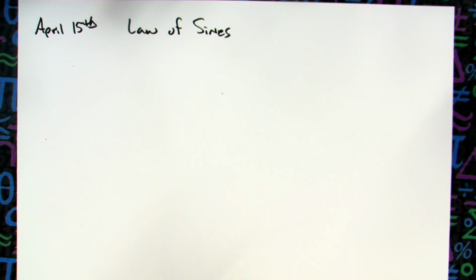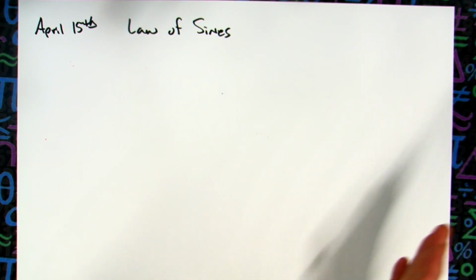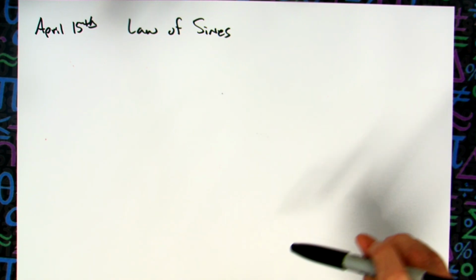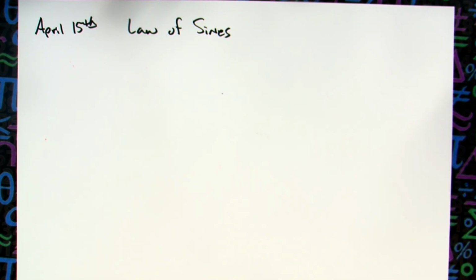All right, and you know just from middle school geometry what the three angles in a triangle add up to: 180 degrees. That's still true no matter what triangle you have. But if you have some triangle that's not a right triangle, you have to have a way to find the missing sides. So you can use law of sines.